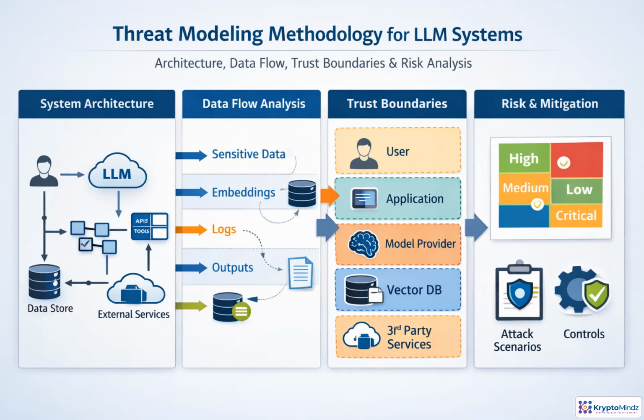Convert each boundary and data movement into realistic attack scenarios. Finally, rate each scenario by likelihood, impact, exposure, and existing control strength. That ranking tells you which safeguards need owners, deadlines, and validation. Without that discipline, threat modeling becomes brainstorming instead of engineering.